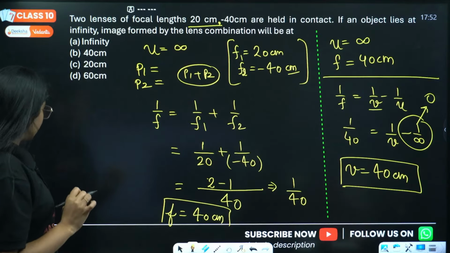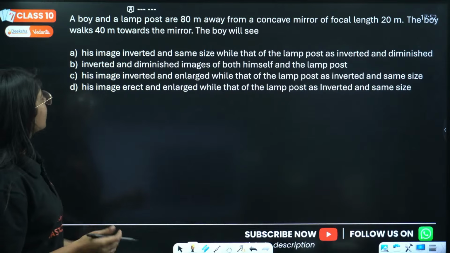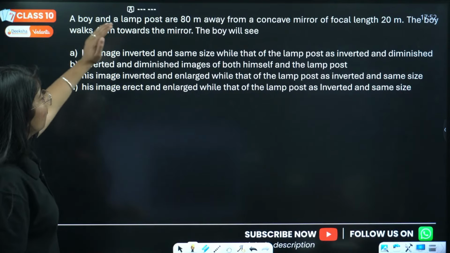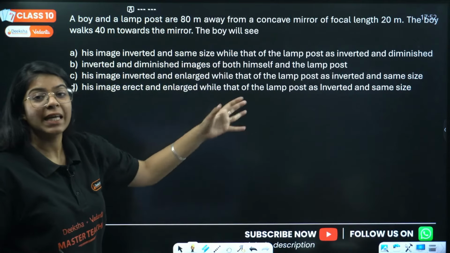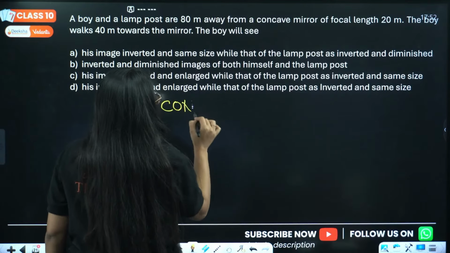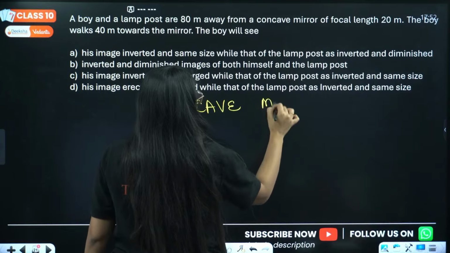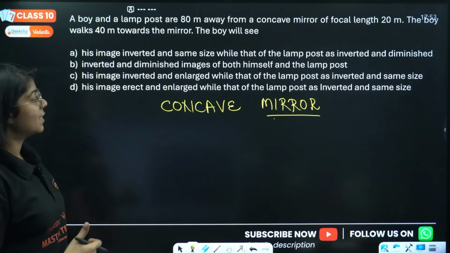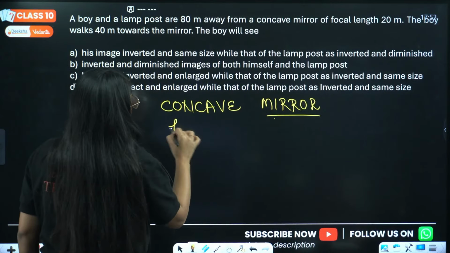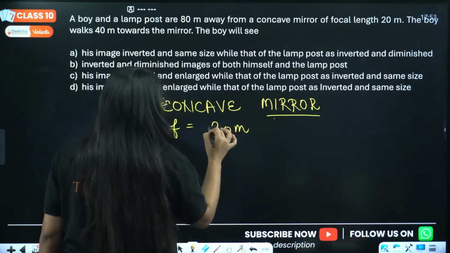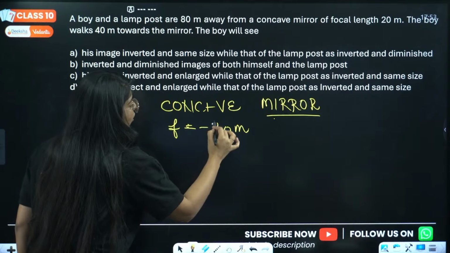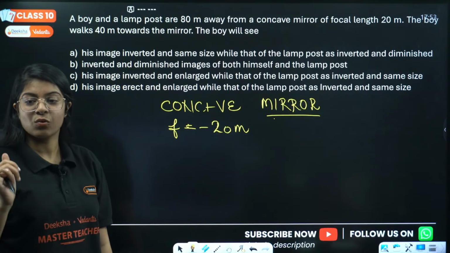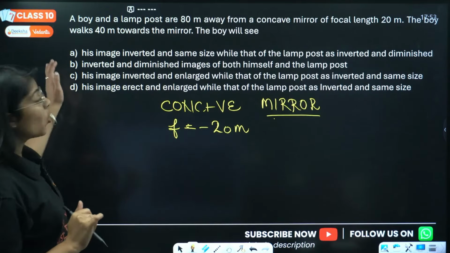Understood? Okay. Next question. A boy and a lamp post are 80 meter away from a concave mirror. We have a concave mirror now, right? Concave mirror, also write that. I don't want you to get confused between mirror or lenses. It has a focal length of 20 meter, and the focal length of a concave mirror is always negative. We know that. Yes, convex lens, very good. Okay, we have the answer.